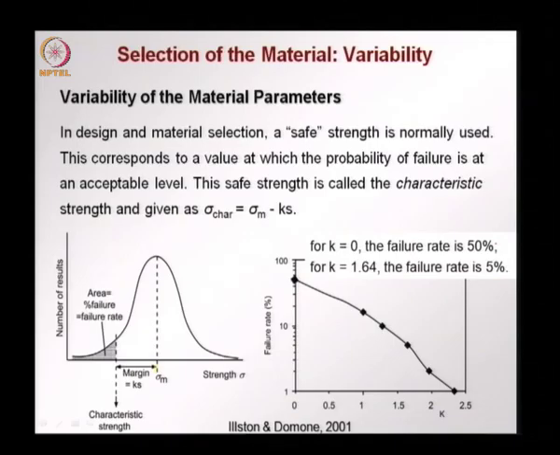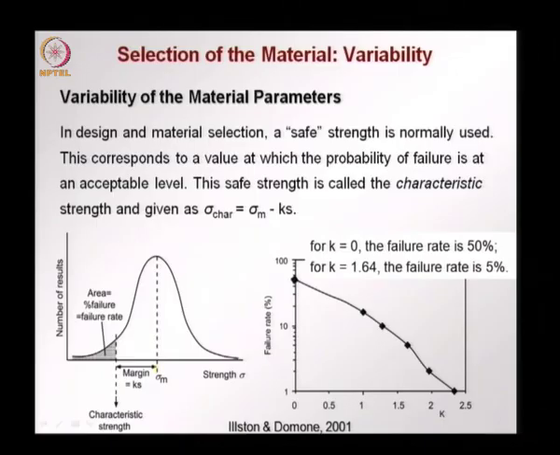I referred to what we call the characteristic strength earlier. The characteristic strength is what is used in design and in material selection, and this is a safe strength. It is not the minimum strength or the mean strength or the maximum strength. It is a safe strength that is used in design. This is the value of strength that we feel that we will be safe with, or the application will be safe with, when we use it to design a certain structure.